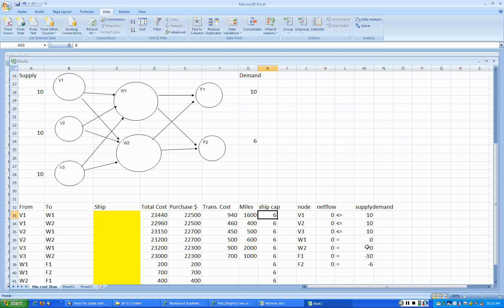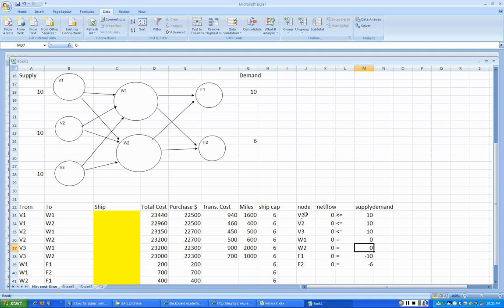Now I did assume that since the problem does not say that we are going to hold back units at W1 and W2, and it did not say what the maximum capacity is, I just chose that whatever comes in should go out. From each one of these warehouses, whatever comes in should go out. In that case, the net flow out of warehouse 1 should be 0, and out of warehouse 2 should be 0, because what comes in should go out.